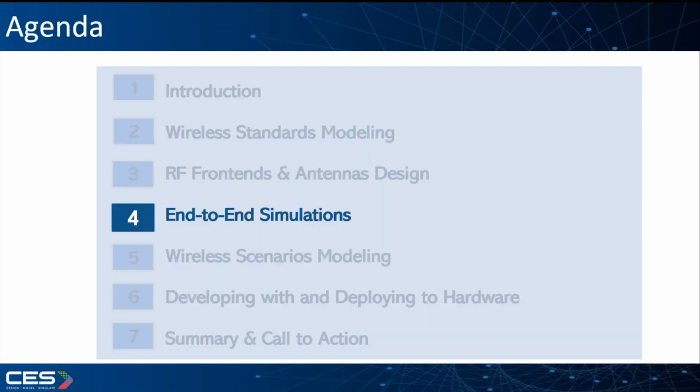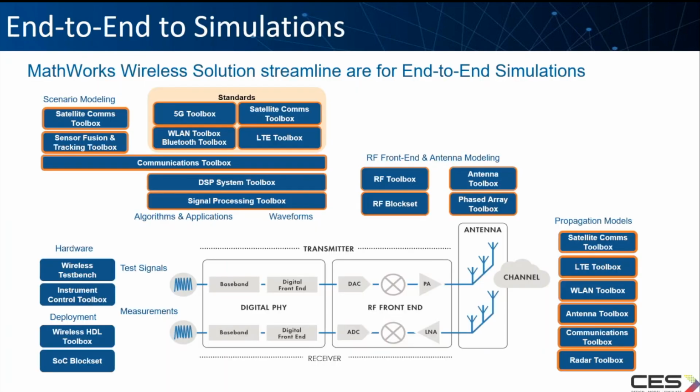So now that we have learned how to design the digital baseband of these wireless communication systems, and how to improve the fidelity by adding the RF impairments and antenna impairments, to assess the full system behavior we bring all the components together in end-to-end simulation, and that can be a link-level or system-level type of simulation. Let me bring back this MATLAB and Simulink wireless solution and walk you through how they support end-to-end simulations.